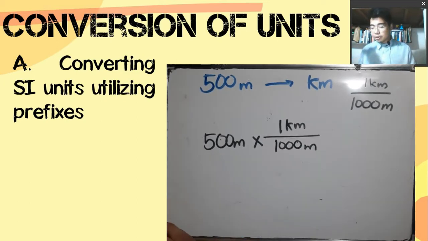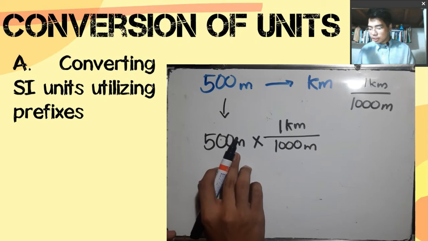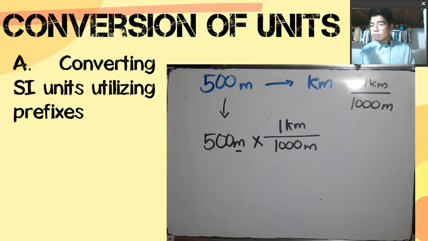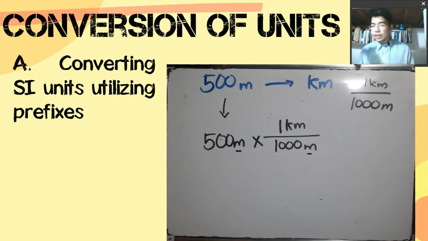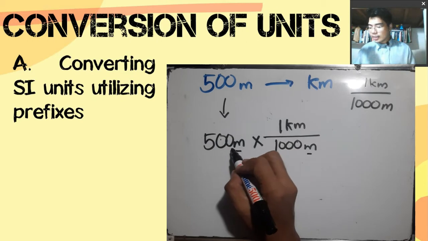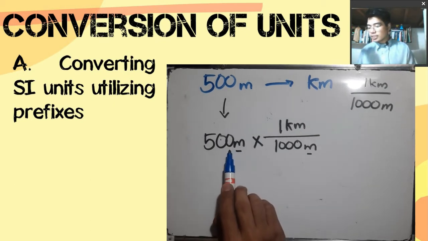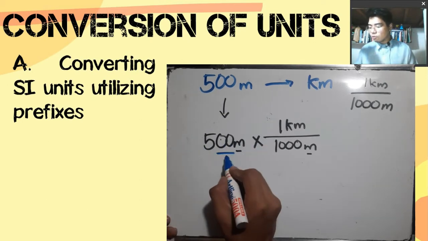Always remember that the unit that you want to convert should be aligned with the unit that is present in the denominator, so that later on, you can cancel them out. How are we going to cancel them out? Since this value is already present here, this is also equivalent to 500 meters over 1.